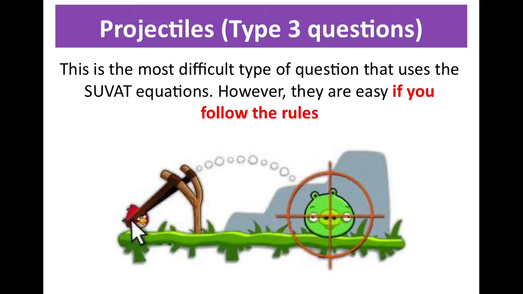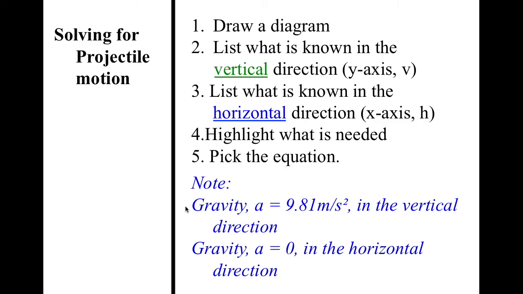So, remember how we discussed that there are 3 kinds of falling object questions that we can solve using SUVAT. This is the 3rd type of question. It's more difficult, but if you remember the rules, they're really easy to solve. When solving for projectile motion, you want to draw a diagram, and here is where you can put steps 2 and 3 together. Step 2, list what is known in the vertical direction, the y-axis, sub v. Step 3, list what is known in the horizontal direction, the x-axis, sub h. Highlight what you need, pick the equation, and solve.